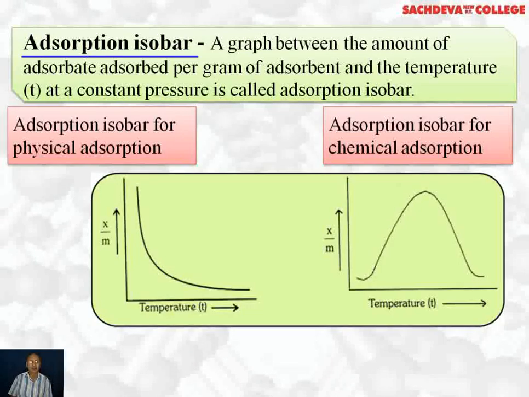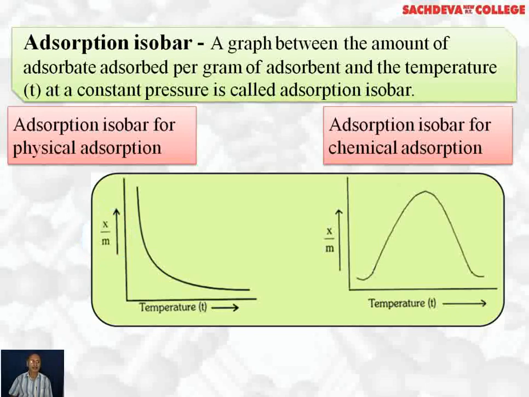Let's take up adsorption isobar. Adsorption isobar, a graph between the amount of adsorbate adsorbed per gram of adsorbent and the temperature at constant pressure, is called adsorption isobar. Adsorption isobar is the graph between extent of adsorption versus temperature at constant pressure. X over m represents extent of adsorption.